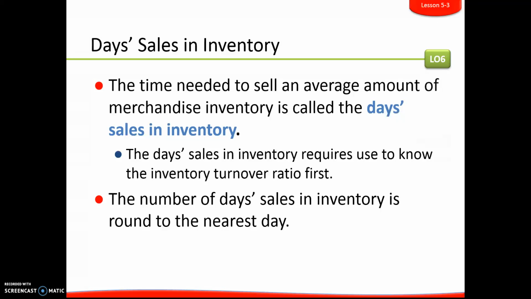Now, another ratio we like to look at is our days' sales in inventory. This essentially tells us the time that's needed to sell an average amount of merchandise inventory. We have to remember that in order to calculate our days' sales in inventory, we have to have calculated the inventory turnover ratio first, because we need it to calculate this. We are always going to round the number of days' sales in inventory to the nearest day. We don't really do half days. That accuracy is still acceptable by GAAP. That rounding is okay.